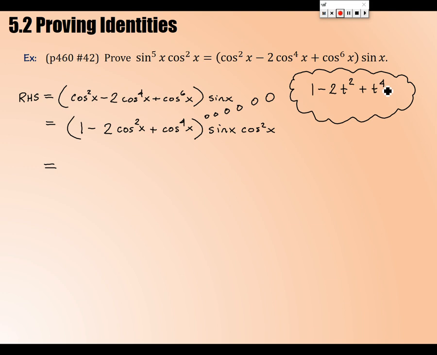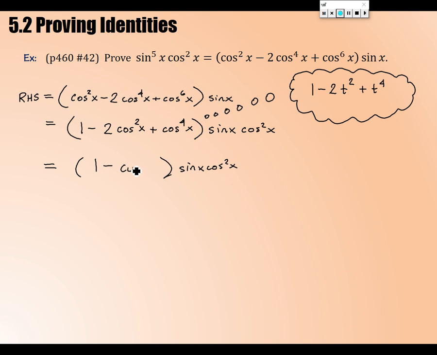Our goal is to factor. Here, factor that expression. Do this over here first, if you want. Well, in the interest of time, how does it factor?